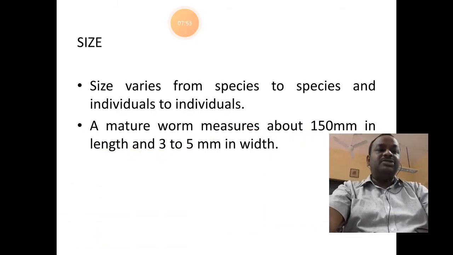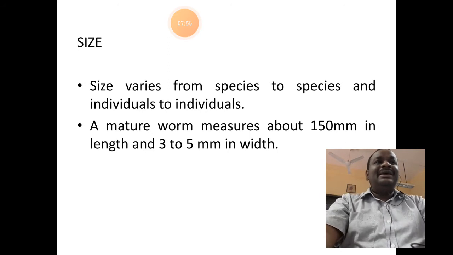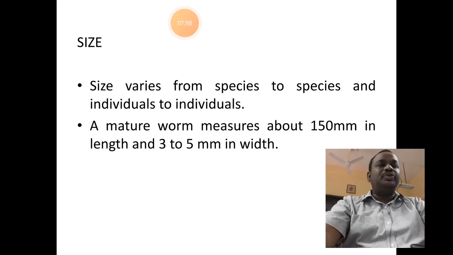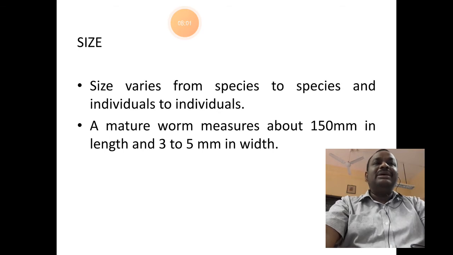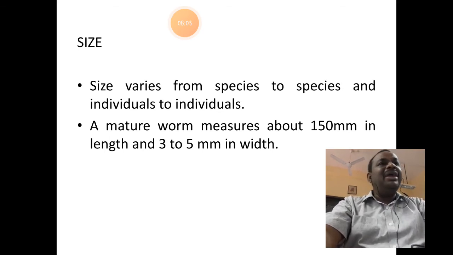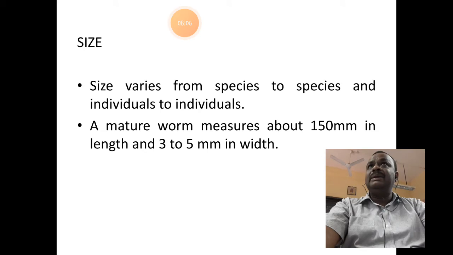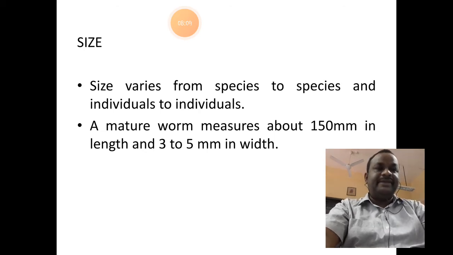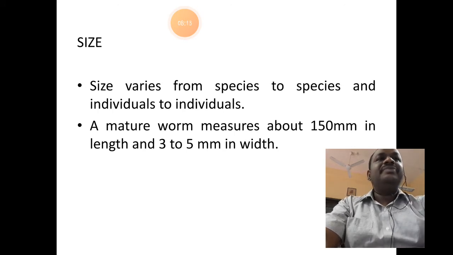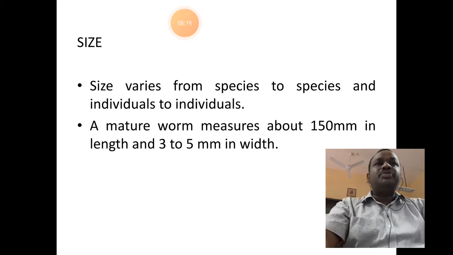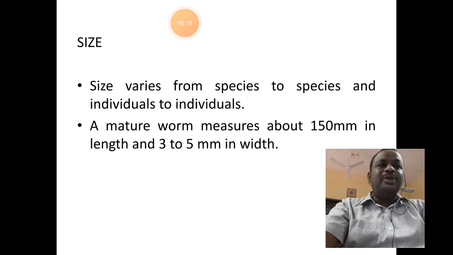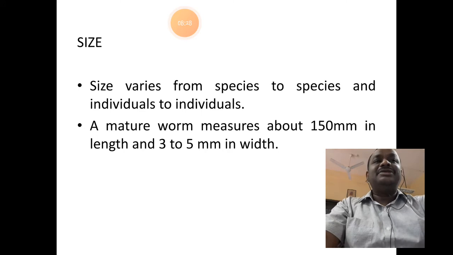Next, coming on to the size of the animal. The size of the earthworm, that is Pheretima posthuma, will vary from individual to individual and even from species to species. Generally, the average measurement of length is 150 millimeters and width is 3 to 5 millimeters.